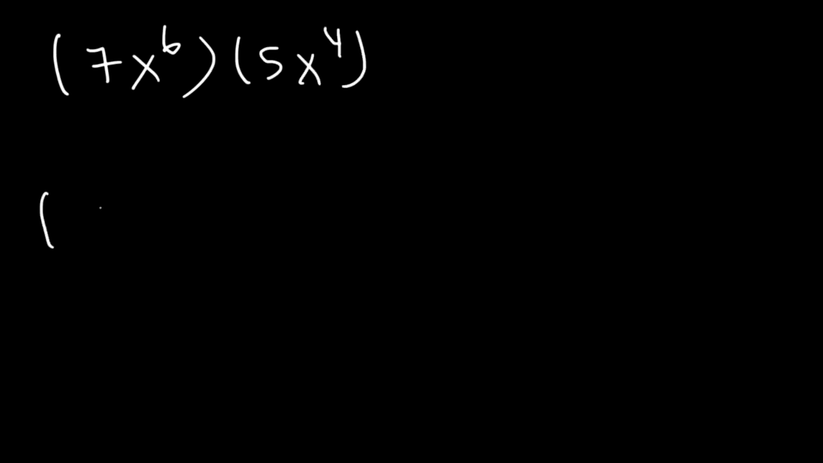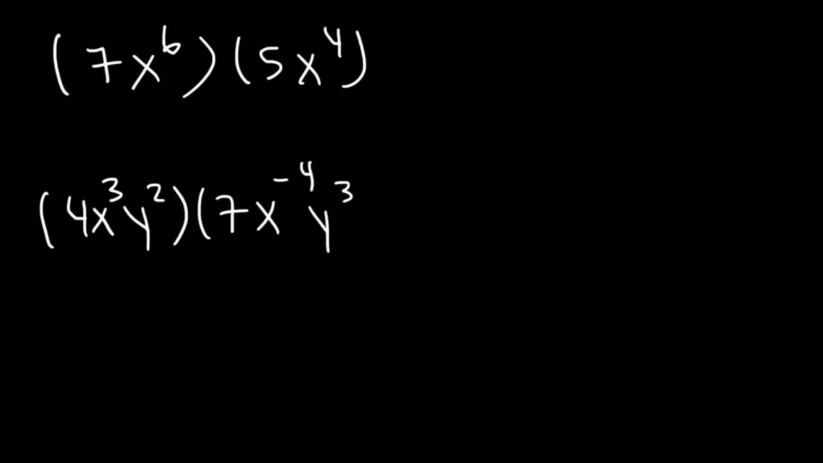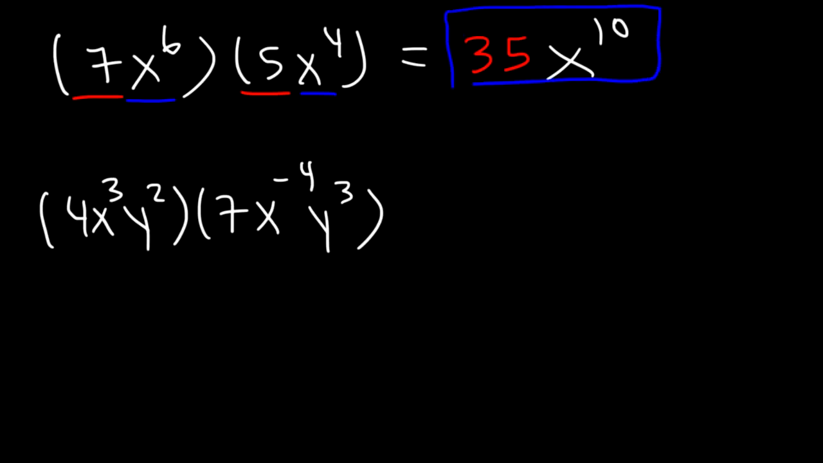So try this example. 7x to the 6th times 5x to the 4th, and also 4x cubed y squared times 7x to the negative 4th y to the 3rd. So in the first example, we need to multiply 7 by 5. 7 times 5 is 35. And then we've got to multiply x to the 6th times x to the 4th. 6 plus 4 is 10. So it's 35x to the 10.